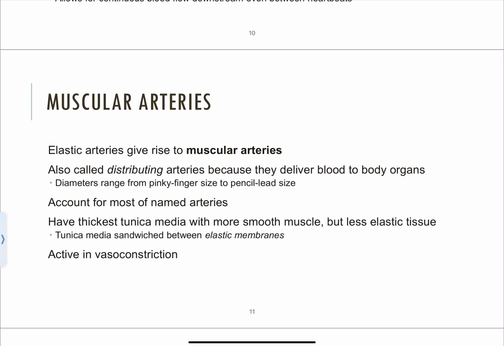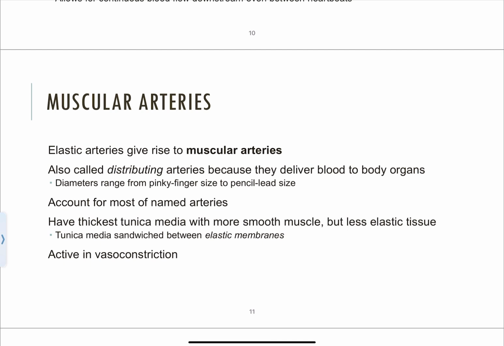Our next one is muscular arteries. So once we've passed our elastic arteries, remember that are closest to the heart, then they're going to form into what we call muscular arteries. And these are also called distributing arteries because they help deliver blood to all of our body organs. Diameters range, so they're not always really, really large. These are our medium-sized ones, but it's a range of medium, anywhere from the size of your pinky finger to the size of pencil lead.